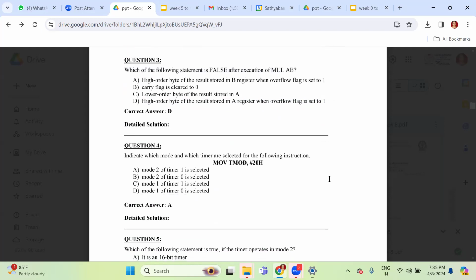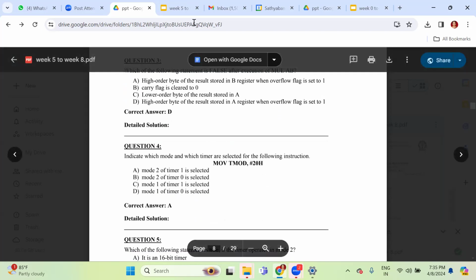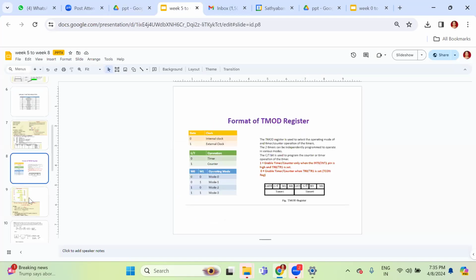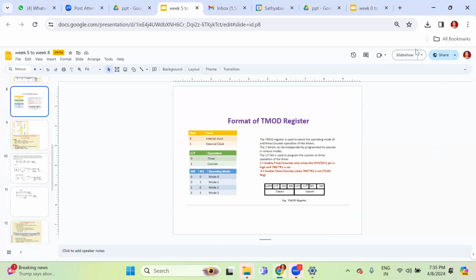MOV TMOD, #20H. I will move on to this. Students, are you listening? Yes, ma'am. Okay. TMOD, the TMOD register. We will see here. TMOD 20H, you have to substitute my 20 value here.